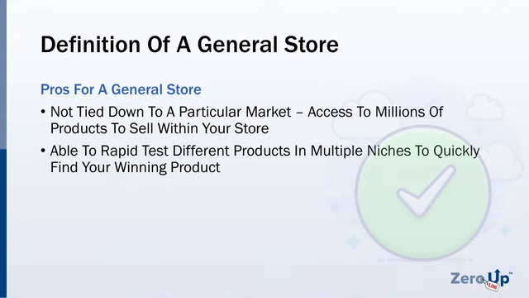It also gives you the ability to rapid test different products in multiple niches to quickly find your winning products. When you go into the general store, you may find a winning product in the household niche, or you may find a product that is working well in the camping niche, or maybe in the fishing niche. At the end of the day, a general store is really used to test a lot of different products and a lot of different markets in various niches, so that you are not tied down.